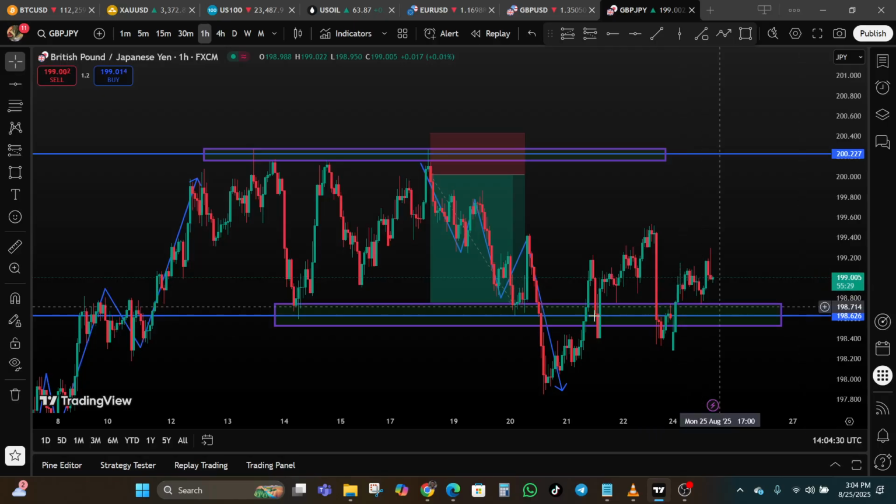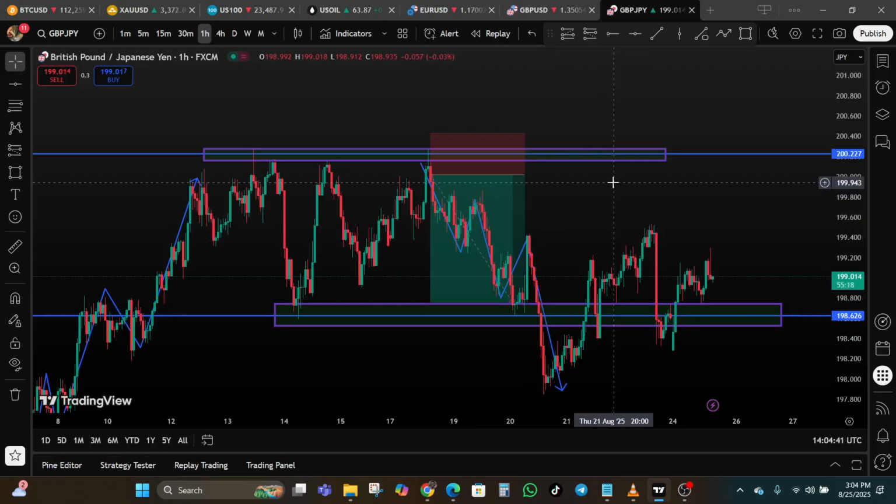To recap, you have to identify the market structure on the H1. You mark out your strong support and resistance zones. You wait for clear entry signals at those zones. You plan your exits logically at the next levels, and then stay disciplined by allowing the H1 chart to slow down your decisions. So that is the full breakdown of the H1 trading strategy.